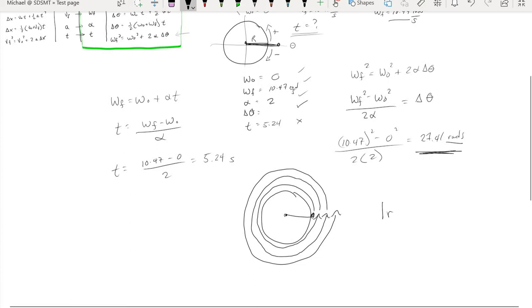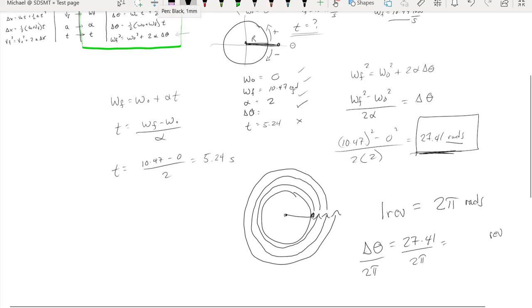Remember that one complete revolution has an angle of 2 pi radians. If we compare the angular displacement that this wheel has spun through to the value of one complete revolution, then that will tell us how many revolutions this wheel has turned through. So 27.4 divided by 2 pi.